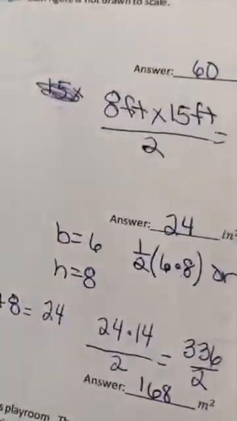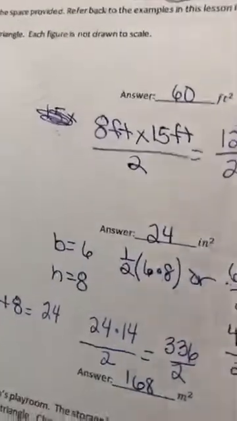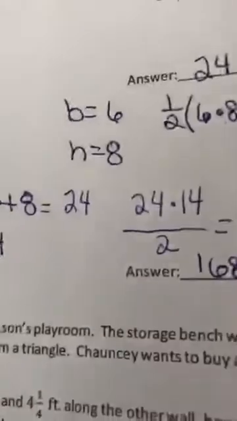All right, let me check my time because I don't want y'all to miss your Zoom meeting. Okay, it's 2:40. We're doing well. All right, 168 meters squared.